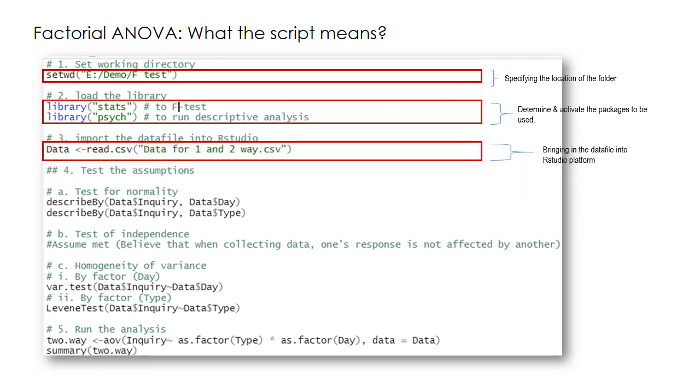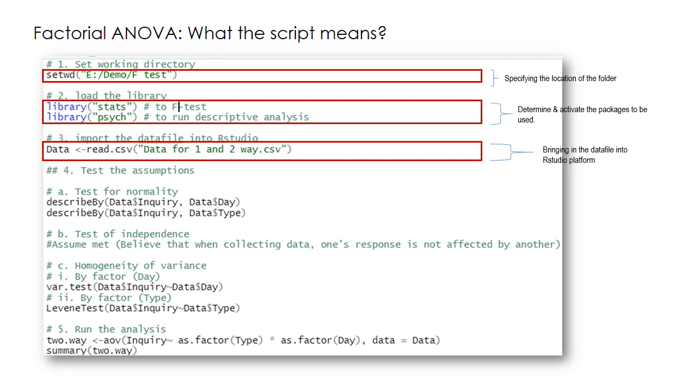Then you have to import the data file into RStudio, meaning that you have to call in the data from the directory that you set. In my case, I have set my directory at the E folder, my pen drive. The folder name was demo, and then another folder, ftest. So I've kept my data there, and anything that I want to save later will go directly to that particular folder.